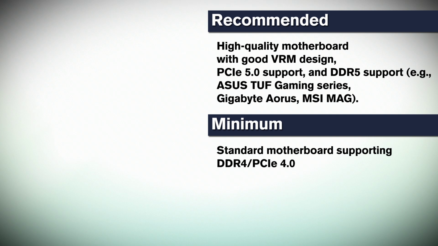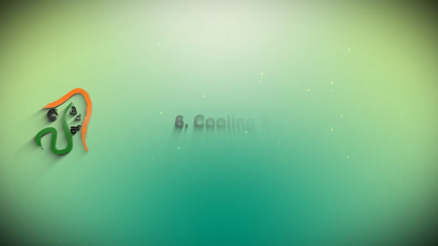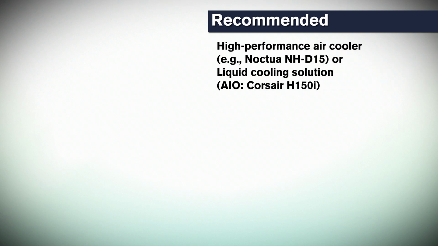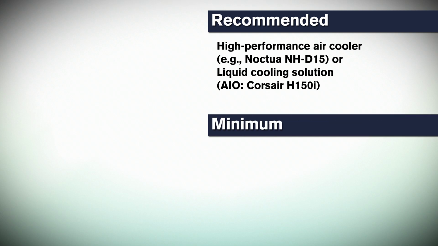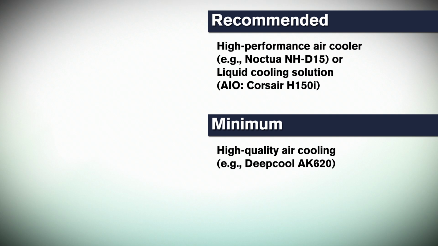Unreal workloads push your CPU and GPU hard for extended periods, so cooling is critical. For air cooling, the Noctua NH115 is excellent. For liquid cooling, consider the Corsair H150i or similar. For students, a budget-friendly option like the Deepcool AK620 still performs well.